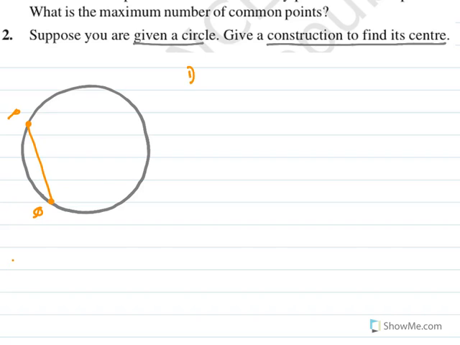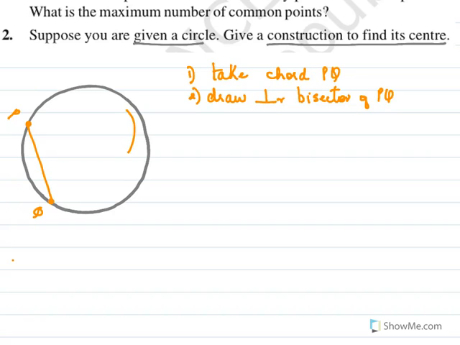So first, take chord PQ. And second, draw the perpendicular bisector of PQ. To draw the perpendicular bisector, I keep my compass on P and draw one arc up and one arc down. And then keep it at Q and cut the previous arc. So this will be the perpendicular bisector of PQ. We'll call it L.